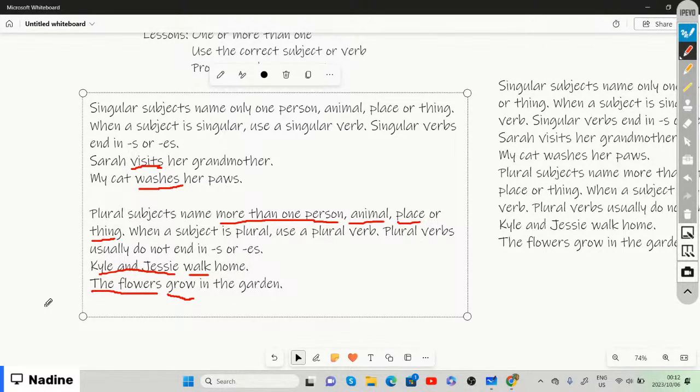However, with singular subjects, where we name only one person, animal, place, or thing, we need to use a singular verb that ends in s or es.